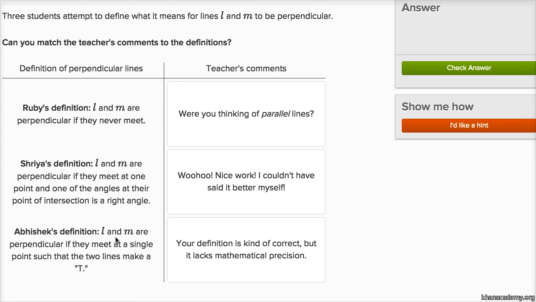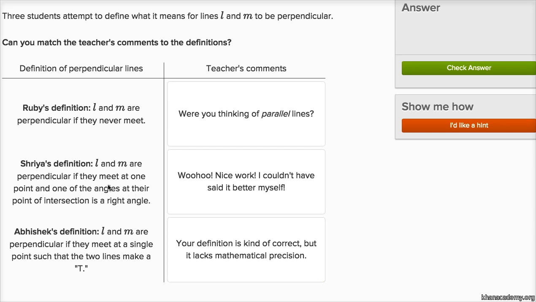Abhishek says, L and M are perpendicular if they meet at a single point such that the 2 lines make a T. Well, that's, in a hand-wavy way, kind of right. When you imagine perpendicular lines, you could imagine them kind of forming a cross, or I guess part of a T would be part of it. But I think this comment is spot on. The teacher's comment, your definition is kind of correct, but it lacks mathematical precision. What does he mean by a T? What does it mean to make a T?